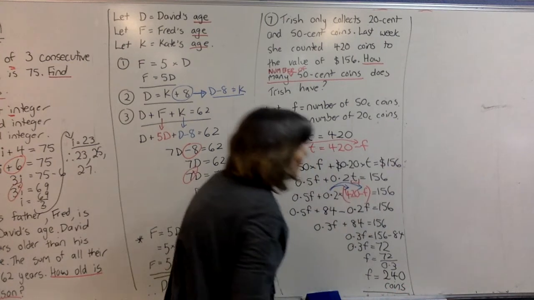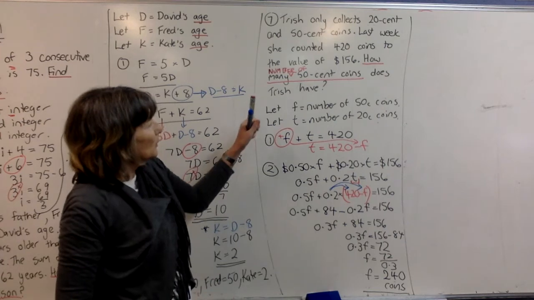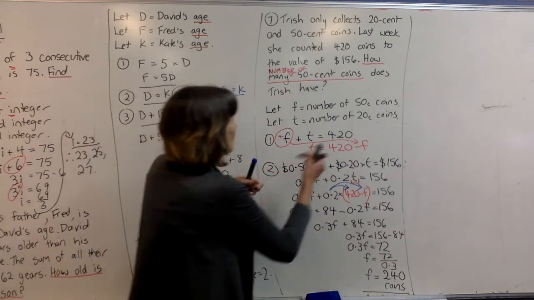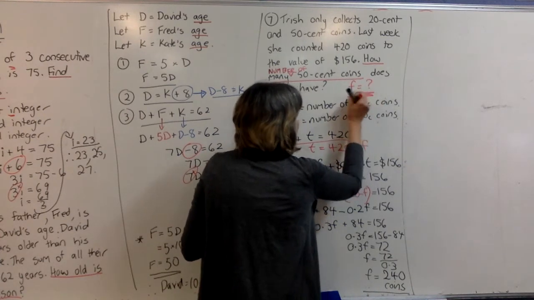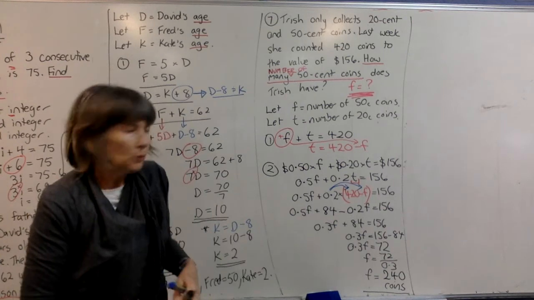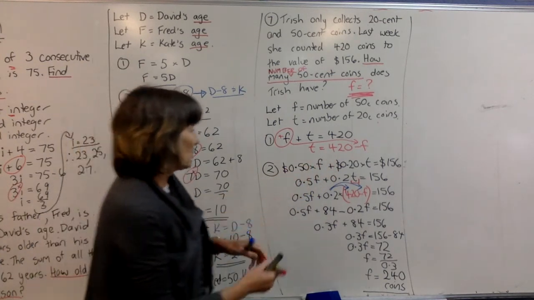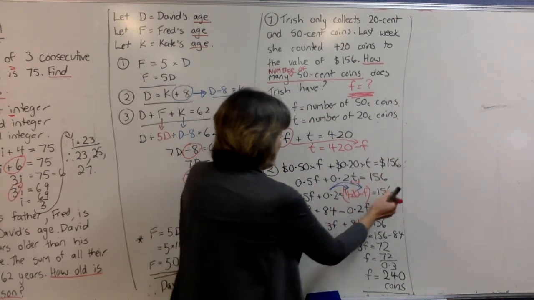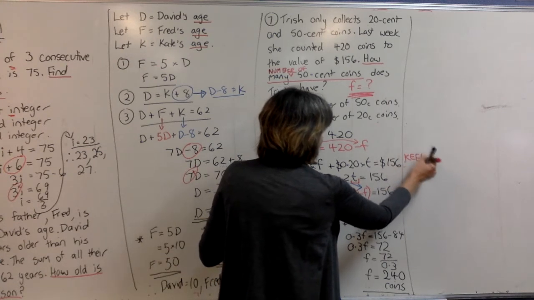Now, that's the answer to the question. Just one tip here. If they're asking for the number of 50-cent coins, in other words, they're wanting F, that's what we're finding. So, when you get down to this bit where you've got 2 letters, you want to get the one that's got F's in it, right? So we want to keep F's. So when you get to here, keep the F's.